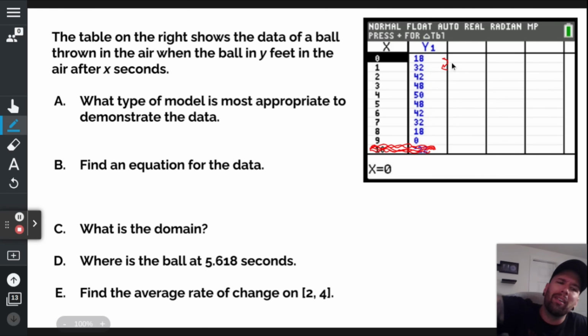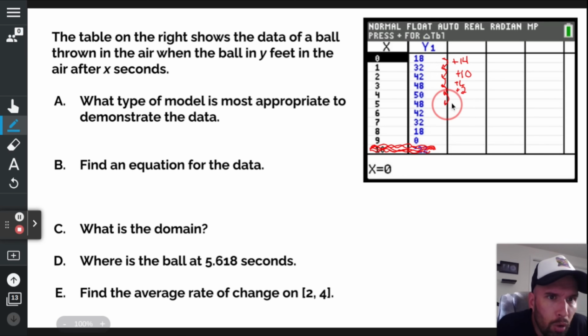I mean, if you throw a ball up in the air and it comes up and comes down, there's really only one. So what did I do? I added 14. I added 10. I added 6. I added 2. I subtract 2. I subtract 6. I subtract 10. I subtract 14. I subtract 18. It is not linear. Is it quadratic? Plus 4.